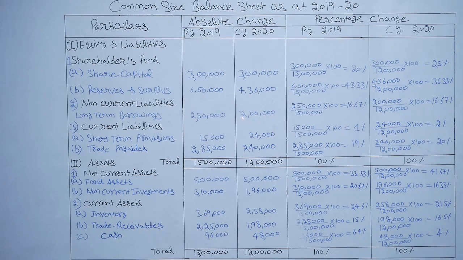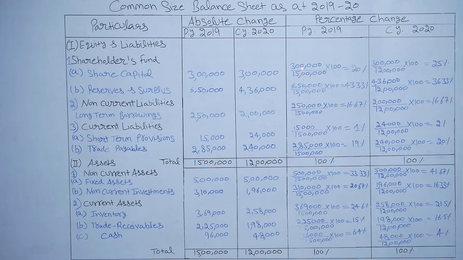And now we are calculating for current year. So current year long-term borrowing is 2 lakh. Divide current year total, 12 lakh, into 100, is equal to 16.67%. Next is current liabilities. A. Short-term provisions, 15,000 for previous year, 24,000 for current year.